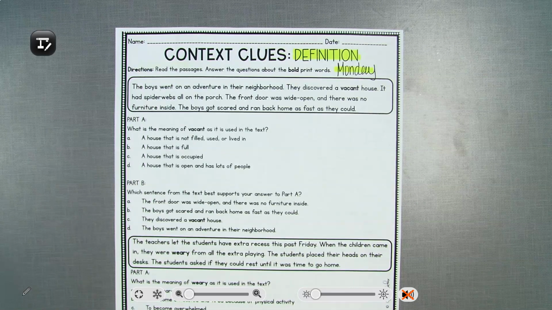The boys went on an adventure in their neighborhood. They discovered a vacant house. It had spider webs on the porch. The front door was wide open and there was no furniture inside. The boys got scared and ran back home as fast as they could.